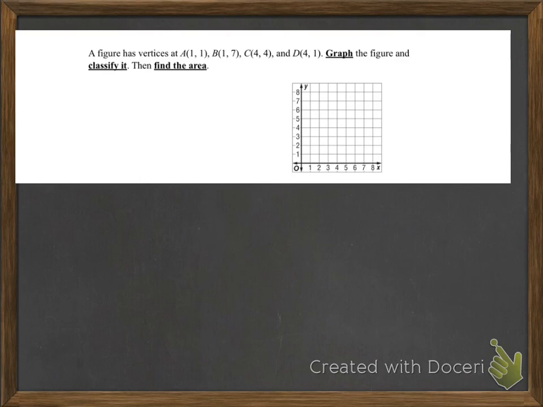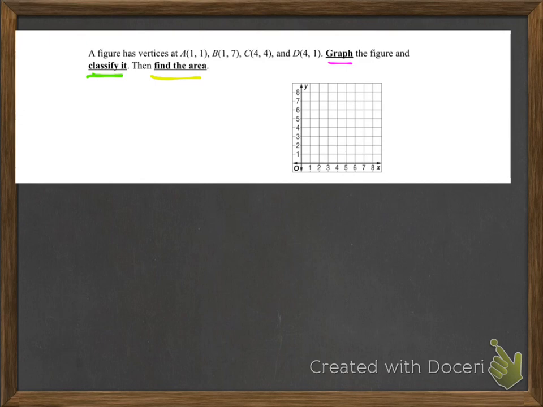We are nearing the end. Oh my goodness, only a couple more left and then you will be totally prepared for your test. It says a figure has vertices A, B, C, and D, and then it gives you the points. This is a several part question. So the first part says to graph the figure, then the next part says you need to classify it, and then the last piece says to find the area. So let's go ahead and tackle these one at a time.